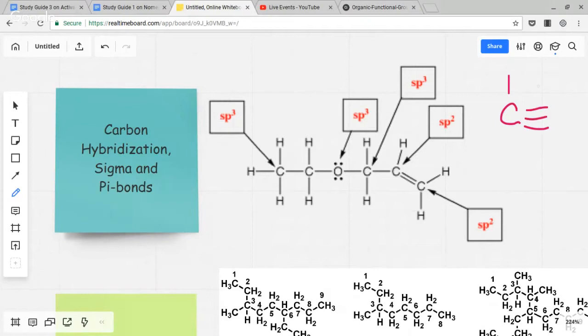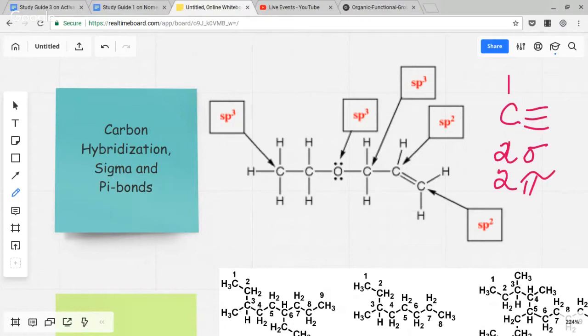Correct, Miggy. So you get 2 sigma, and, no, not 1 pi, Miggy. You're correct with the sigma, but it's going to be 2 pi. Thank you for the comments. You'll have 2 sigma, where sigma can be represented with that symbol, and 2 pi bonds. Because a triple bond means you have 1 sigma only, and then the rest are counted as pi bonds.